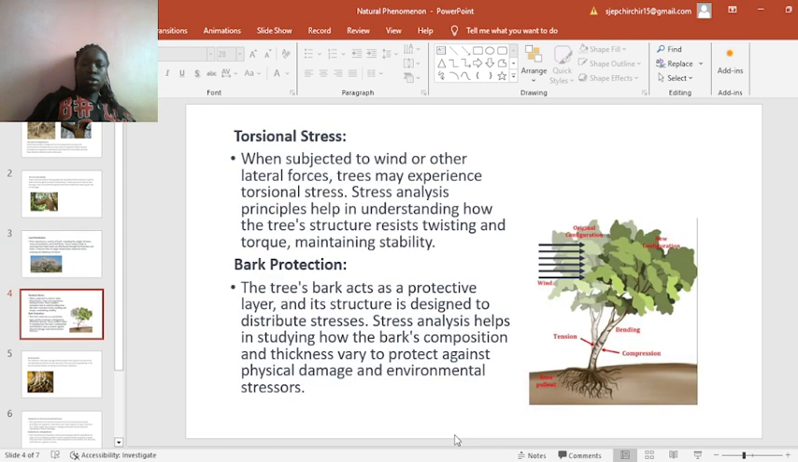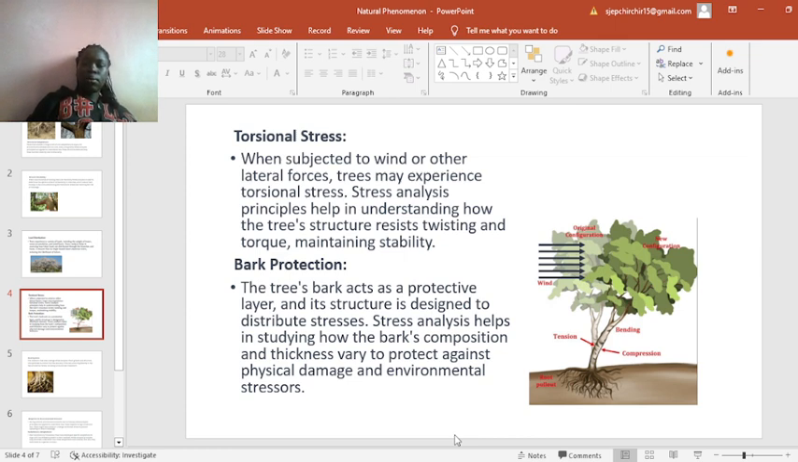We also have the torsional stress. This is the stress that happens on the tree branches when it is subjected to wind or any other lateral force. This stress may cause the tree to break in case of excess wind and excess stress, exceeding the stress which the tree can withstand.